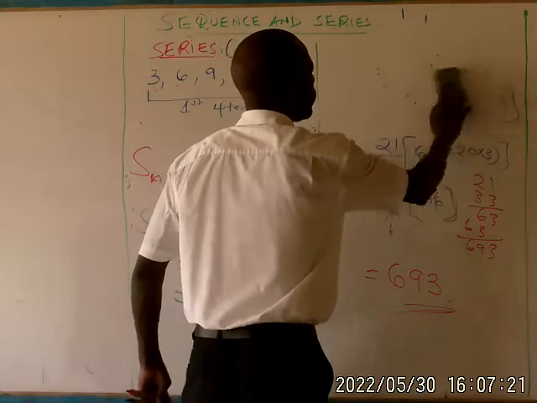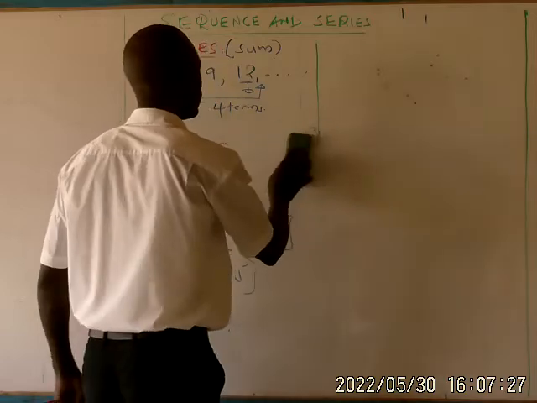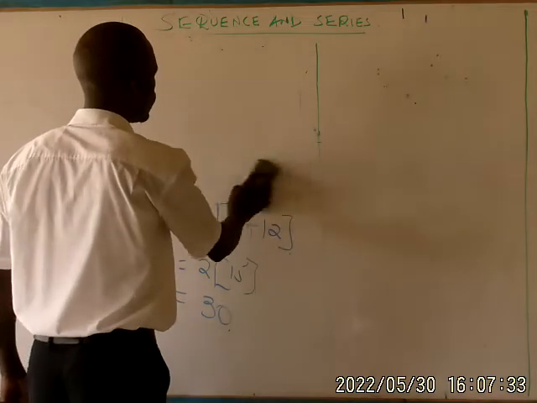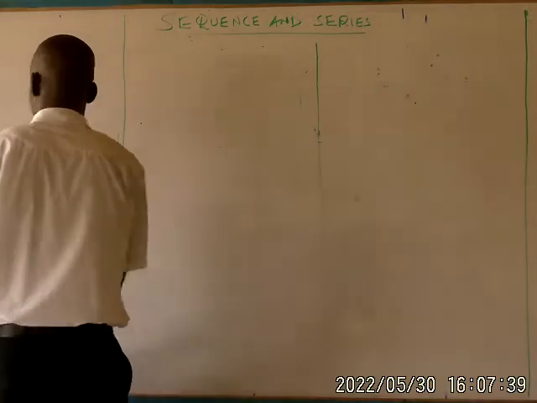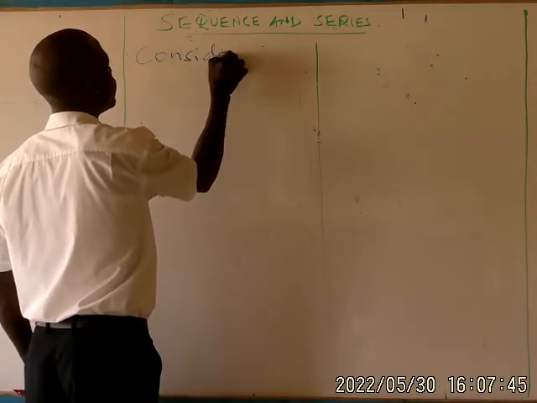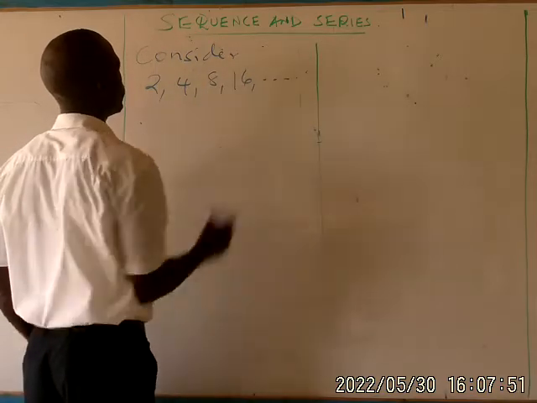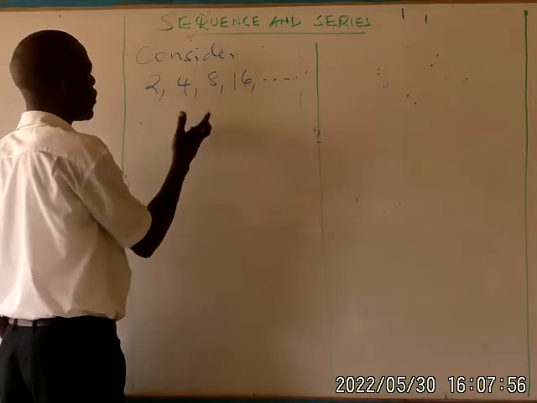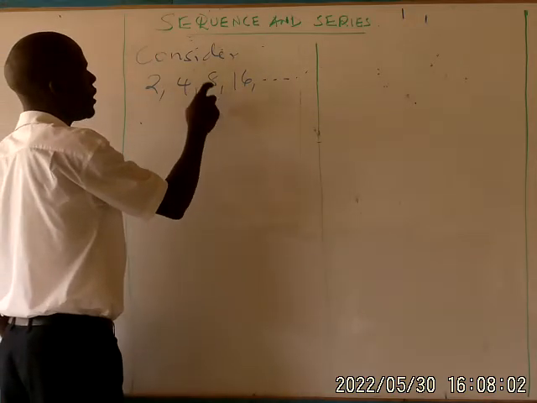Now, after we have looked at the arithmetic sequence and series, we move to the next part, geometric. Let's look at geometric. We consider now a case where we have either multiplication or division. Let's consider this sequence: 2, 4, 8, 16, and the rest. For you to find the next term, you can see it's not addition, it's not arithmetic, it's now geometric, whereby we are multiplying. 2 times 2 is 4, 4 times 2 is 8, 8 times 2 is 16.